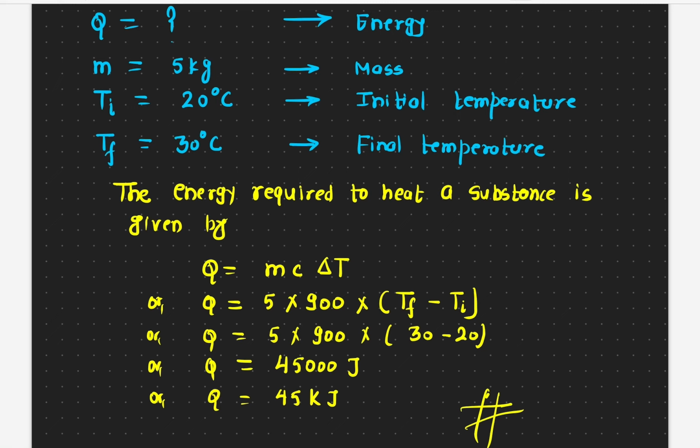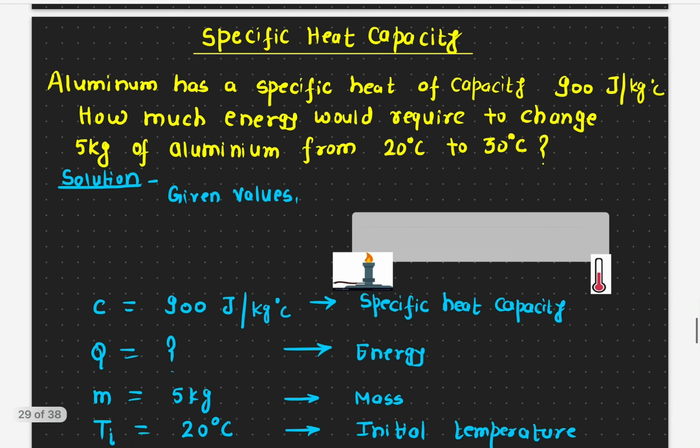So that's how you calculate how much energy will be required to change the temperature of a substance by a certain degree. All the information we need is the specific heat capacity. This term, specific heat capacity, tells you how much energy you will need in order to change the temperature of a substance by a certain degree. The larger this number is, the more energy is required to change the temperature.